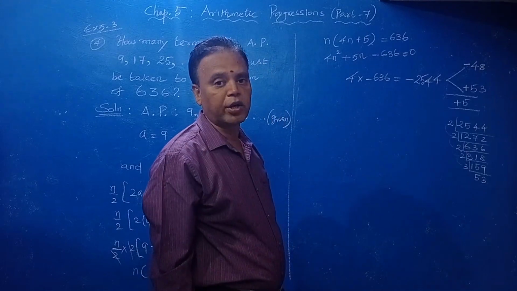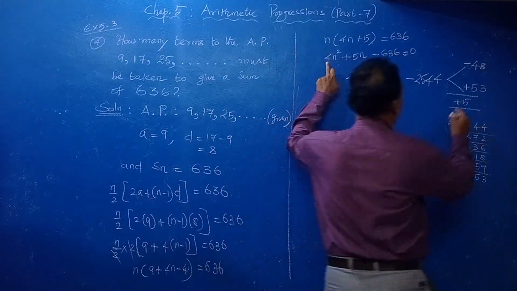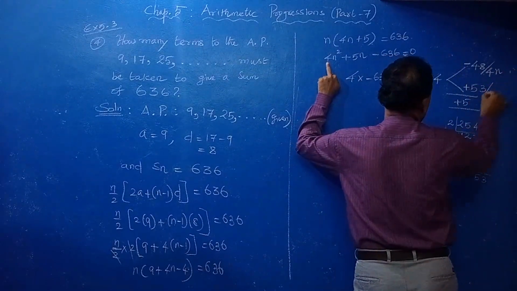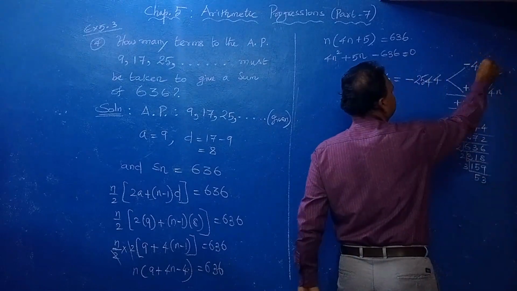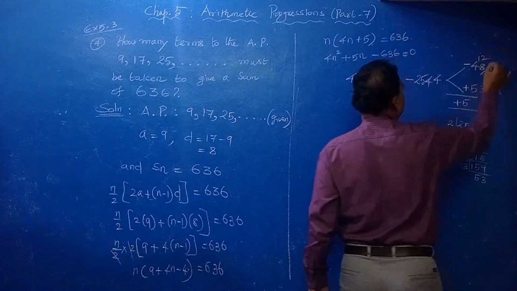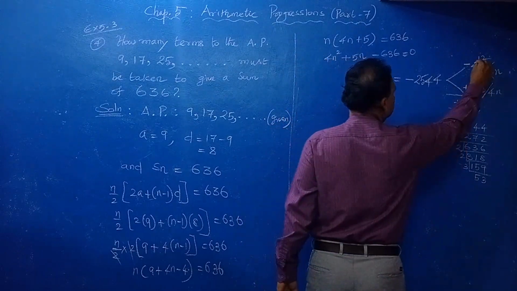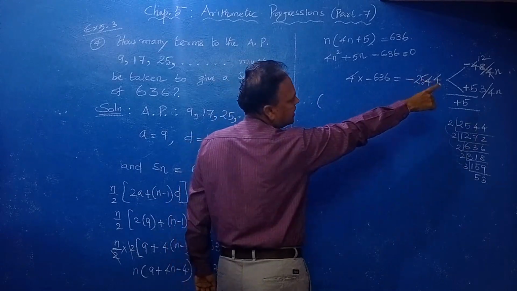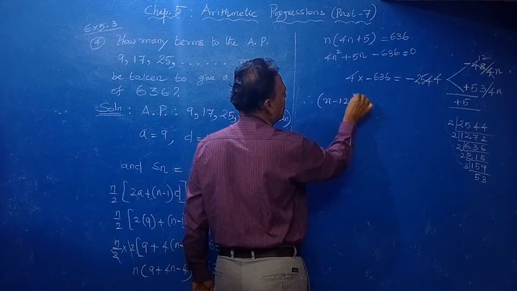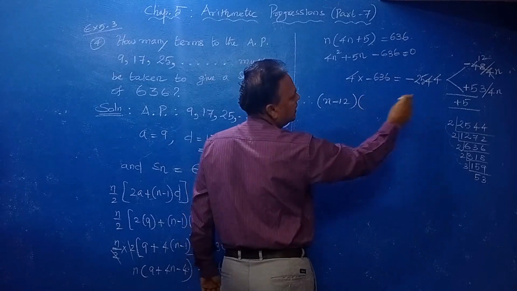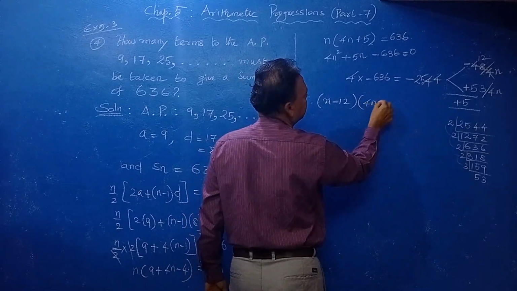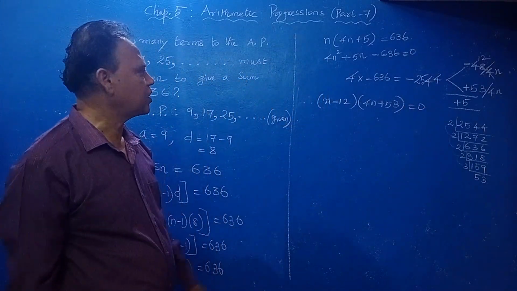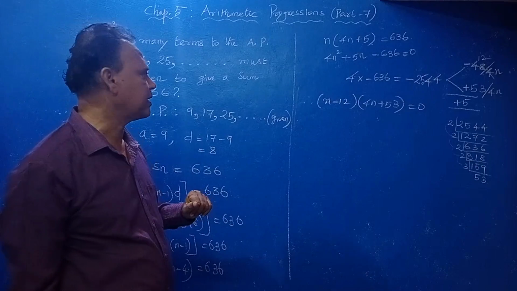Now what you have to do? Divide by the coefficient 4 and write n. Here also divide by 4 and write n. Here you can simplify: cancel this 4, so 48 goes 12 times. That means one factor is n minus 12, and the other factor is 4n plus 53, equal to 0. This method you always have to remember. That is the trick.